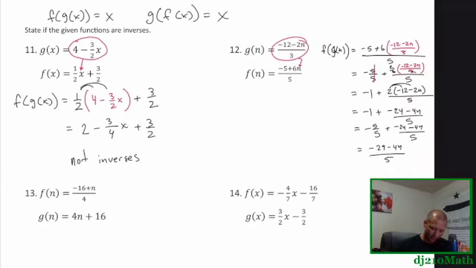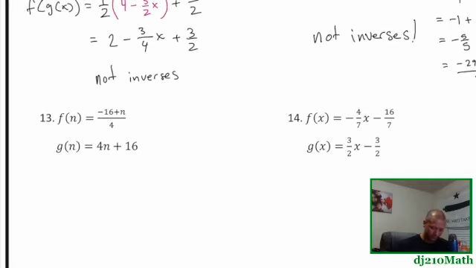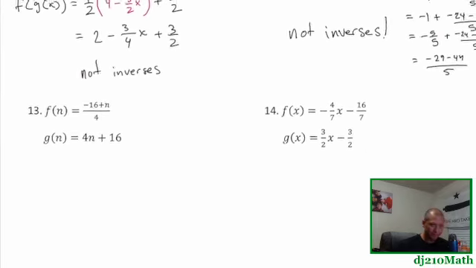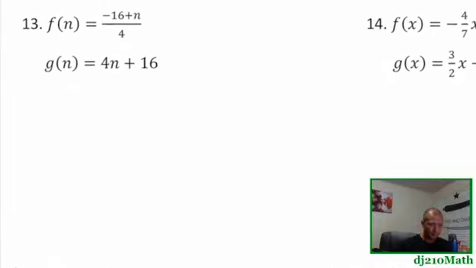So I feel this is not inverses. Just double checking that one more time. It's not. There's no way. 3 cancels. Yeah, not at all. All right, 13.